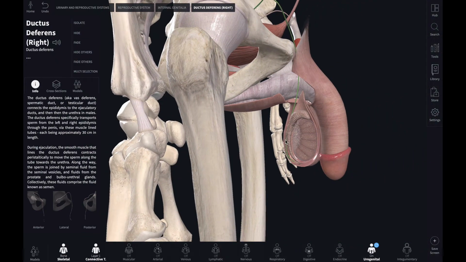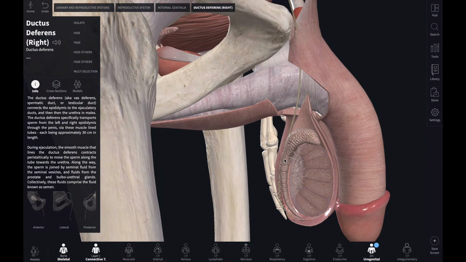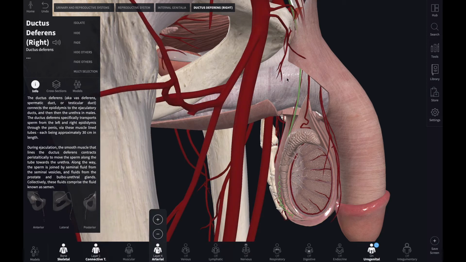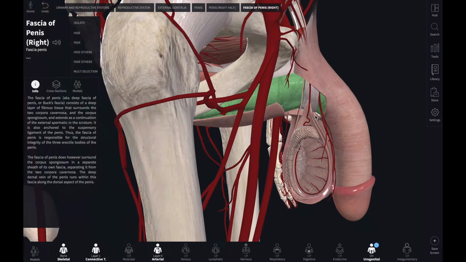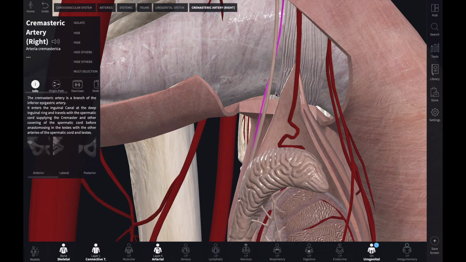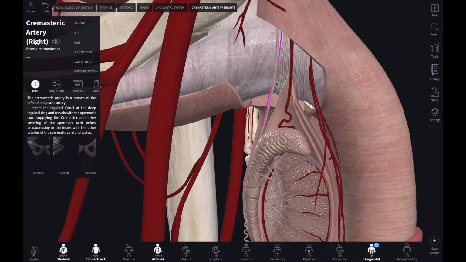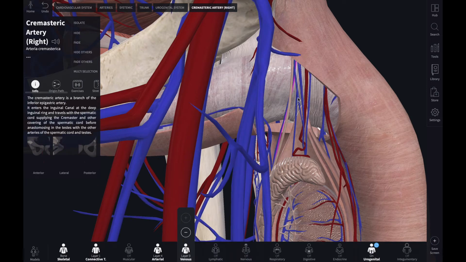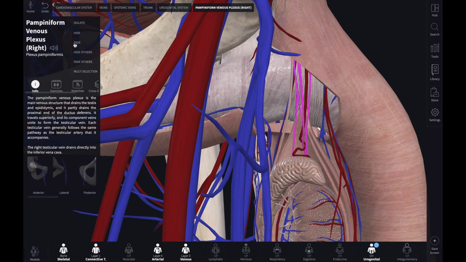So this is how the vas deferens, plus the testicular artery, and the multiple veins, see, these are all the multiple veins.